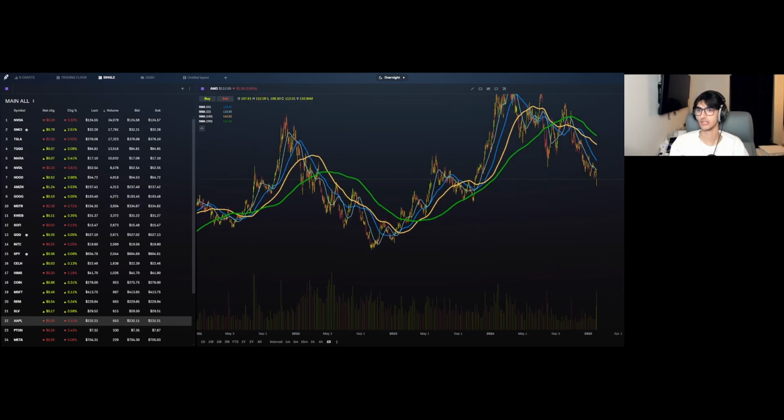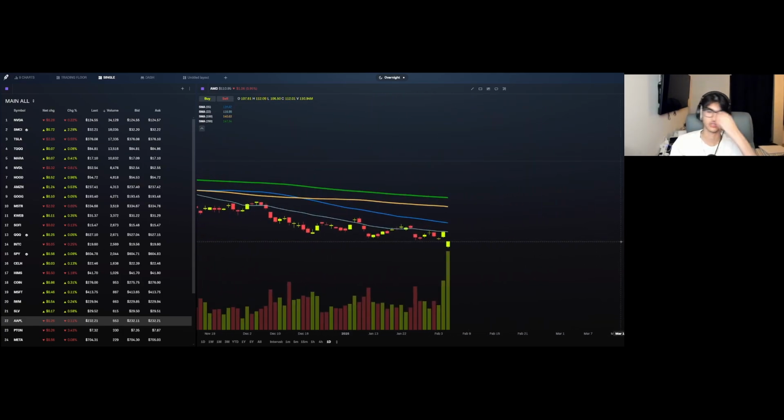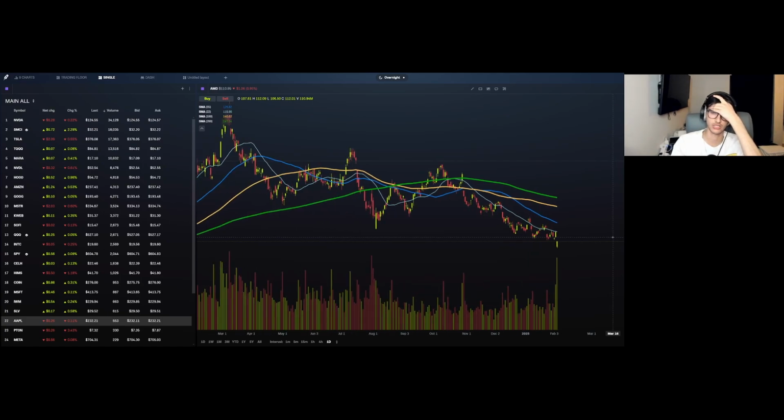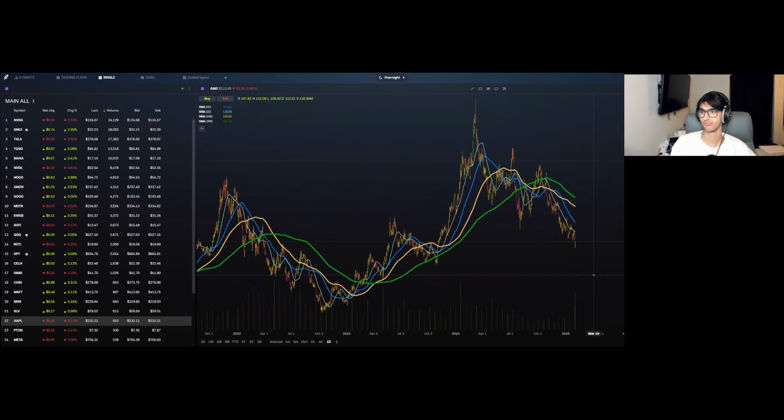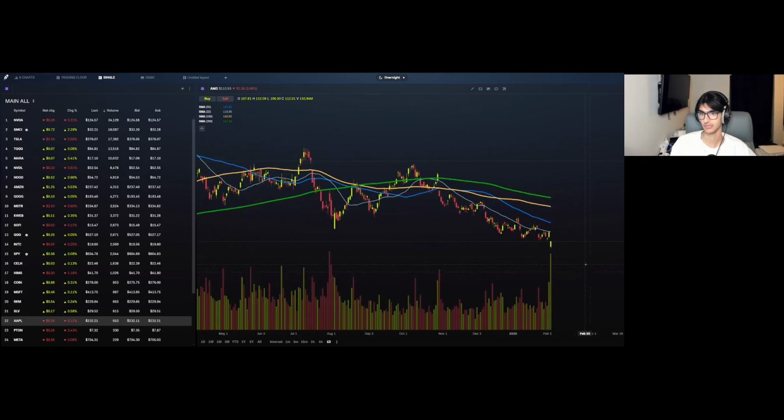But regardless, I don't like AMD. It's below all moving averages. This is just the simplest way you should look at it. Terrible. If you do want to play long, you're gambling right now. I would wait for it to be above the 55 to consider taking longs.